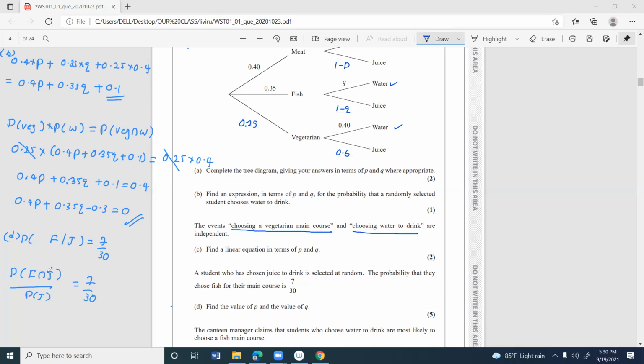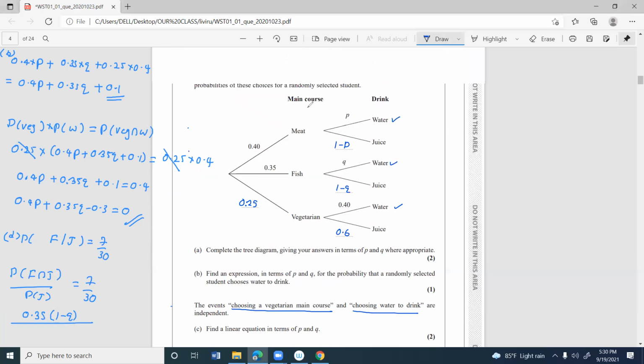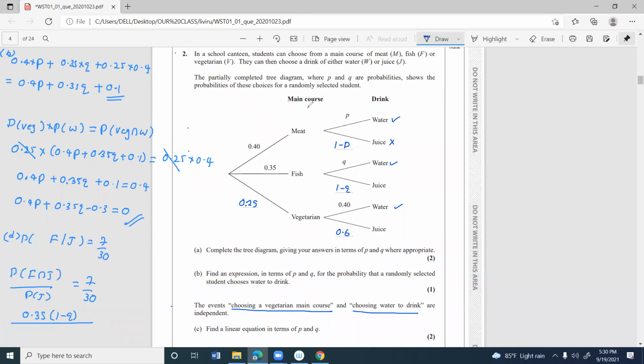Then you can say fish intersection J. Fish intersection J means 0.35 into 1 minus Q, fish and juice, divided by probability of juice. There's one trick we can understand from this question: juice means this one, or this one. If you want, you can write it like these and these, but rather than that, we already have the probability for this one.